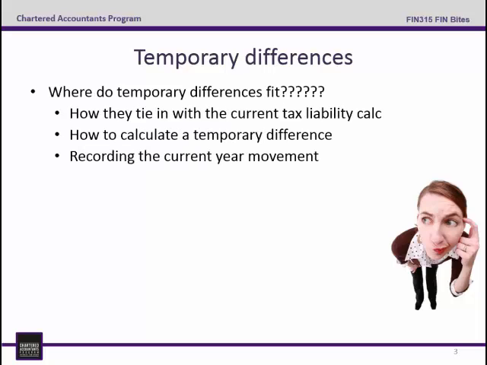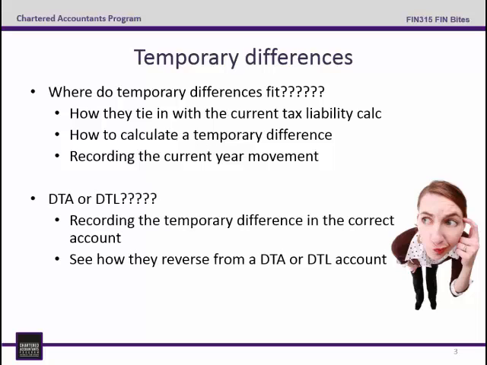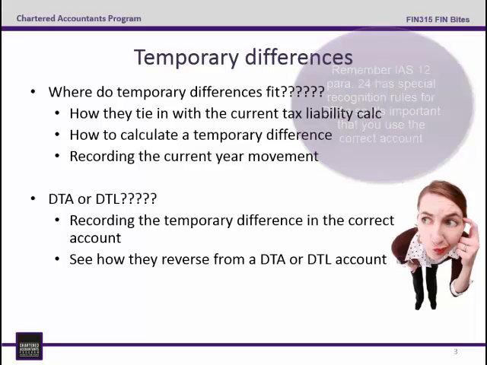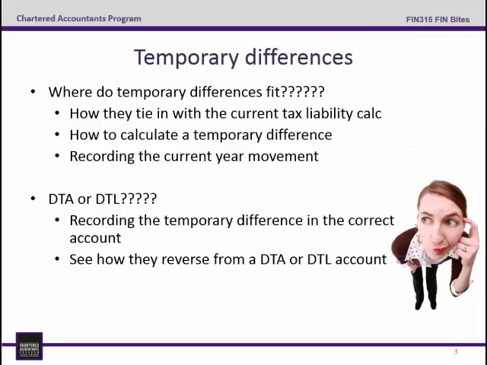So one aspect of what we'll look at today is trying to work out, where do temporary differences fit? How do they tie in with the current tax liability calculation? How do we calculate a temporary difference? And the journal entry that records the current year movement. We'll also look at getting the temporary difference into the right account, the deferred tax asset or the deferred tax liability, and recording the temporary difference into this correct account, depending on what type of temporary difference we're dealing with. And we'll look at how the temporary difference can reverse from the account that they have been recorded to.